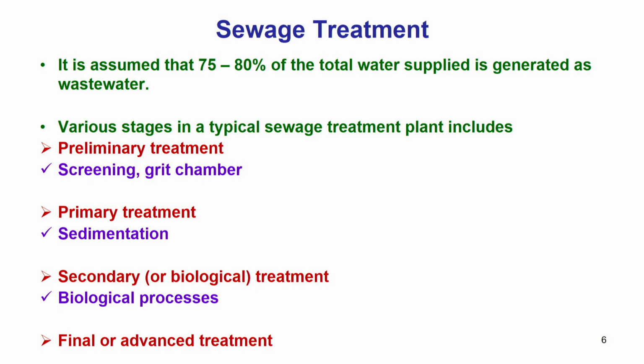Primary treatment is actually a sedimentation tank, or it is called the primary clarifier, where the suspended impurities are removed. So this is the second treatment stage. Now the secondary treatment is also called the biological treatment.